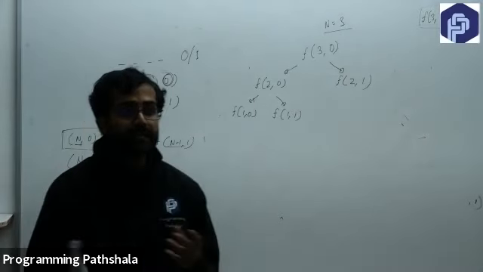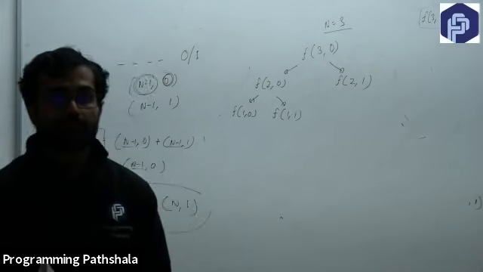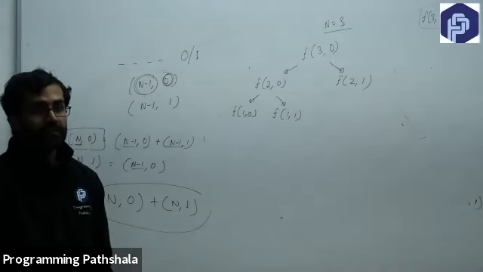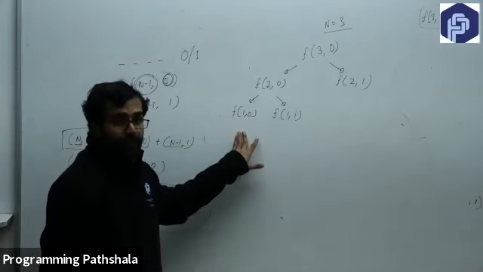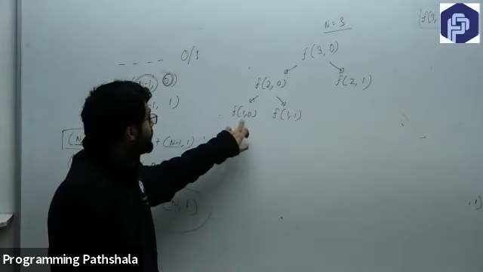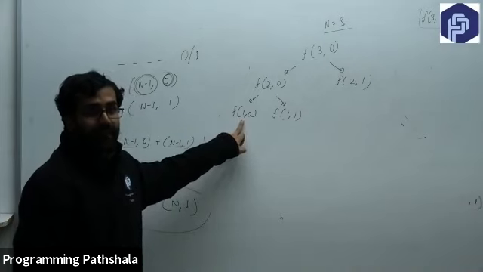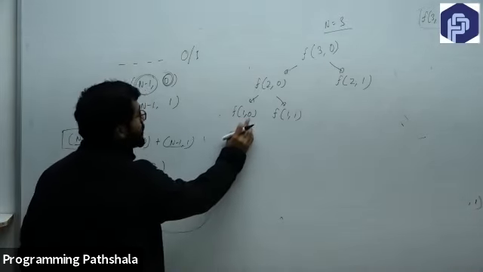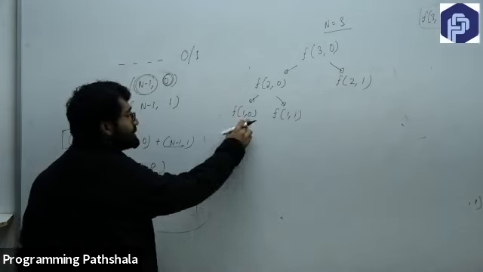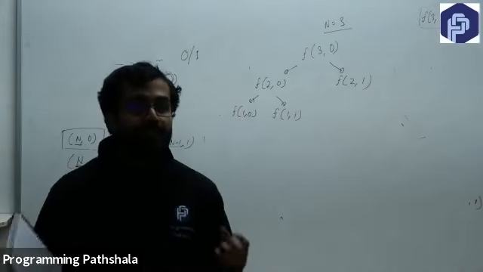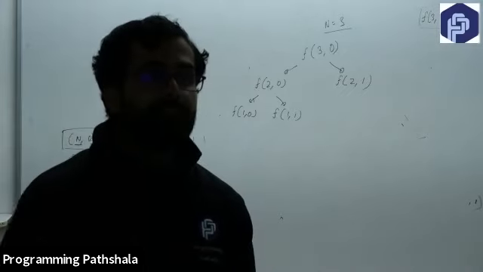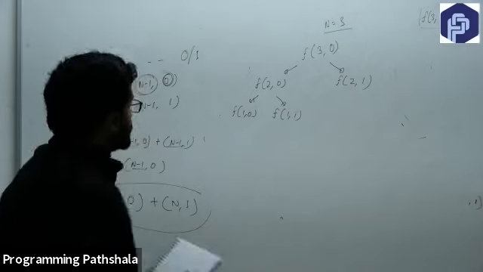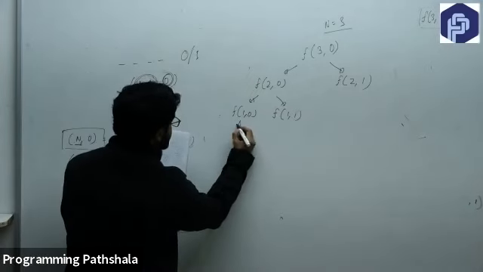Now what should be the termination condition? Can somebody tell me about the termination condition? What will be the termination condition here? Termination condition would be that when my n becomes 1, what does this say? This is saying how many bit strings of size 1 will be there that end with 0. Can you tell me how many bit strings of size 1 will be there that end with 0? Just one, which is 0. Okay. So this is a termination condition.